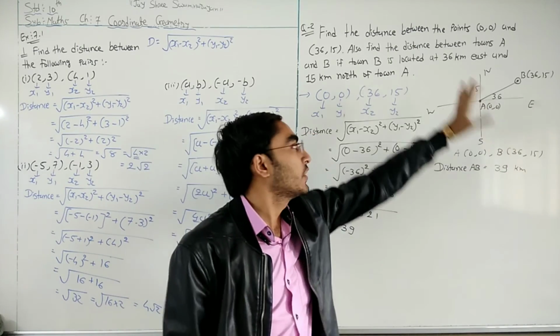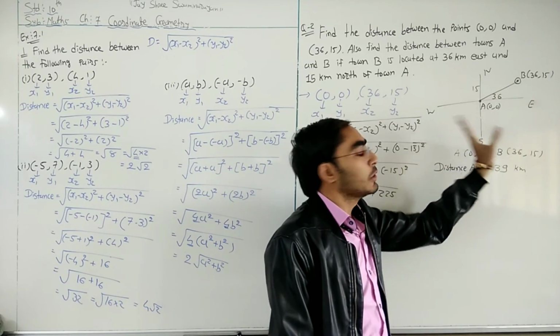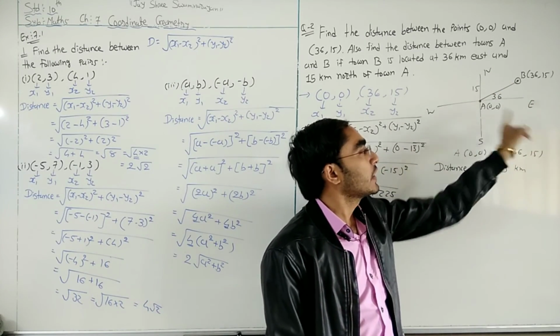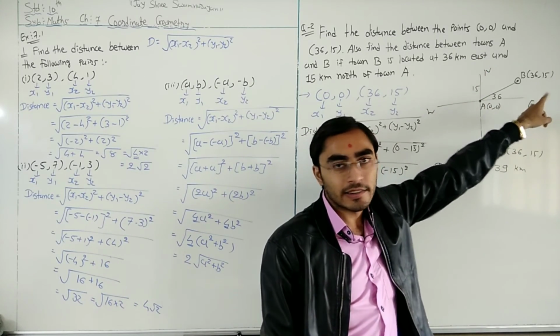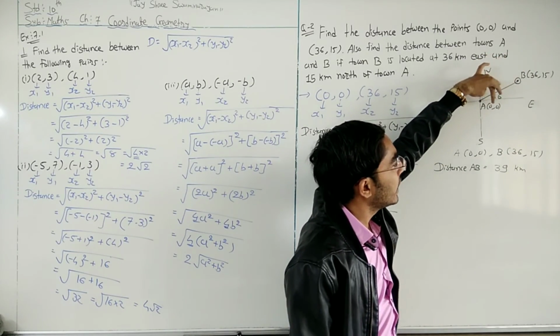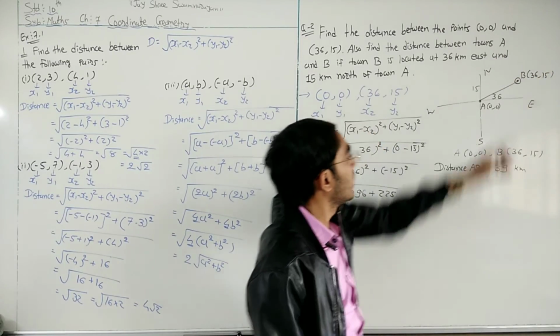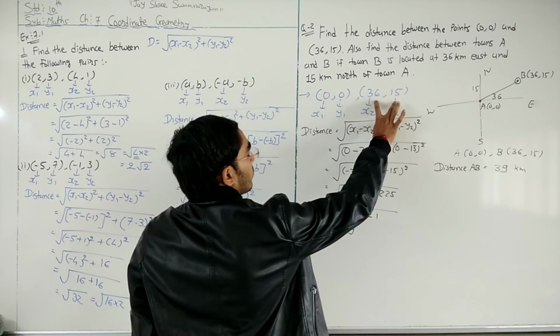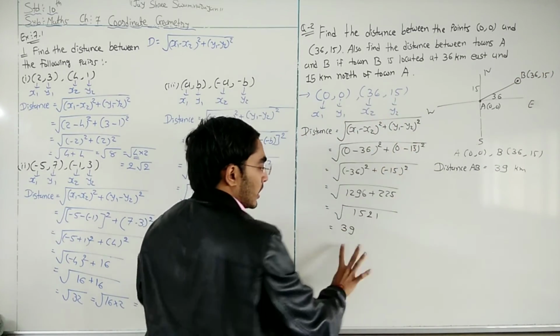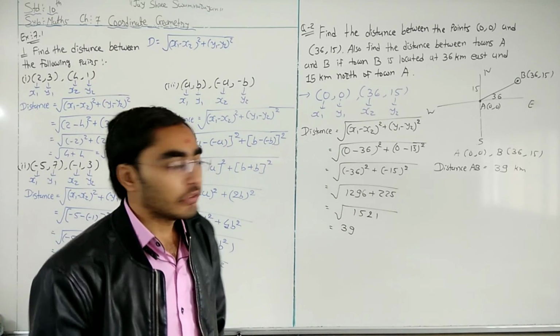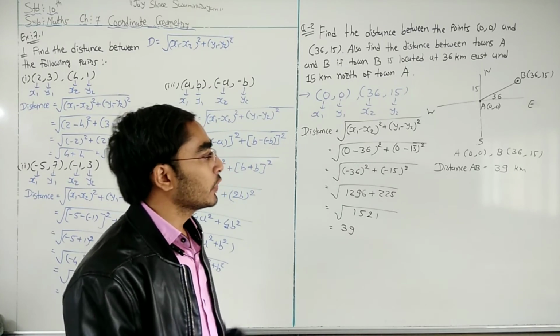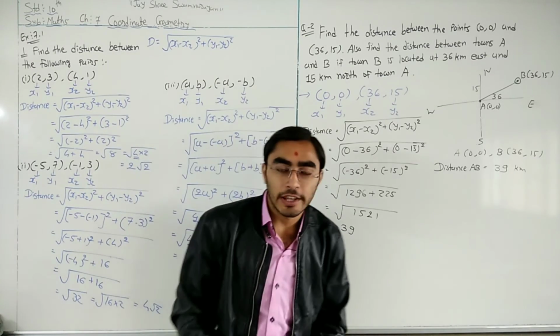First of all, we need to adjust these things. East 36 and north 15. So alternately here, the distance between A and B, A 0, 0, 36, 15. So this is our x1, y1, x2, y2. Use the distance formula, put all the values, and here you need to find the square root. It is 39. Okay, so the distance between town A and B is 39 km.